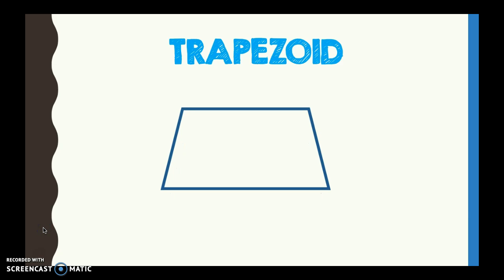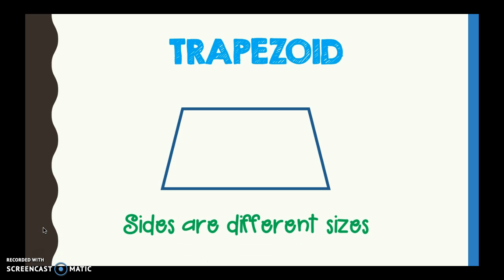Okay, so, this is a trapezoid. And how is a trapezoid different from a rhombus? You're right. The sides are different sizes. A rhombus has sides that are all the same length. Man, you are doing so good today, friend. You've been really doing a nice job of looking at the attributes and trying to figure out the names of the different shapes.